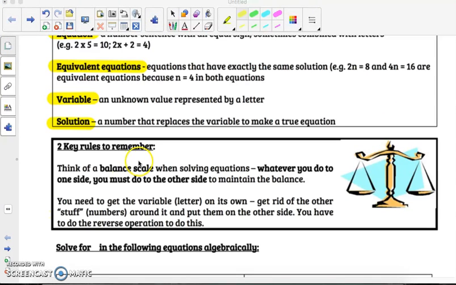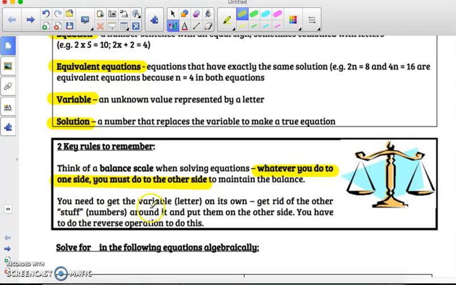So there are 2 key rules to remember when you're balancing equations algebraically. Remember in the previous lesson, we were dealing with solving algebraic equations using algebra tiles. But in this case, we'll use a balance as sort of a metaphor. Remember we were mentioning in the other class the other day, whatever you do to one side, you have to do the same thing to the other side of the equation to maintain the balance. So if you're adding say positive 8 to one side of the equation, you have to add it to the other side to maintain your balance of the equation.